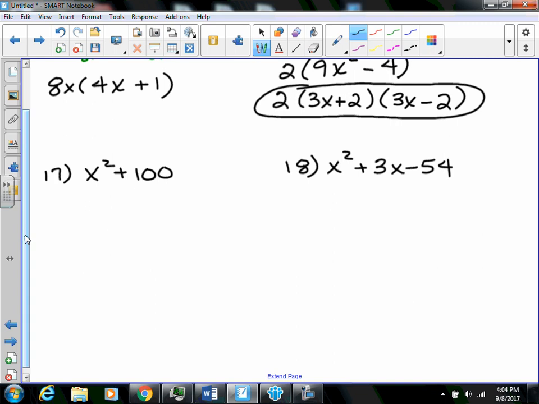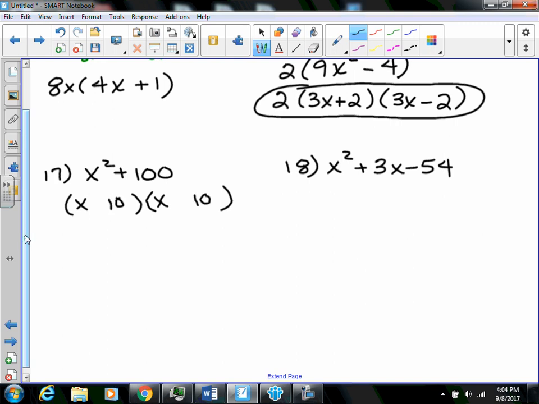Well, let me go back. This is a sum of squares, so we're going to factor it very similar to the other. But the difference is it's going to be x here and here, because that's the square root of the first term. You're still going to take the square root of that second term, which will be a 10.